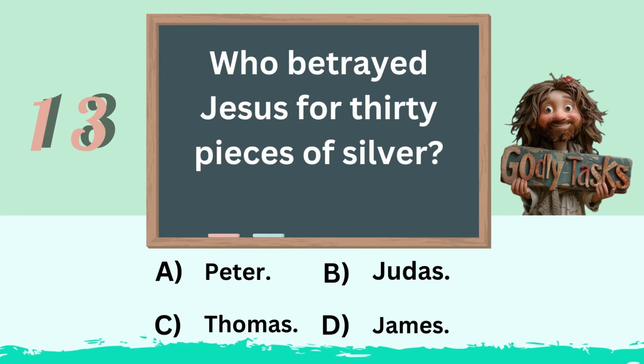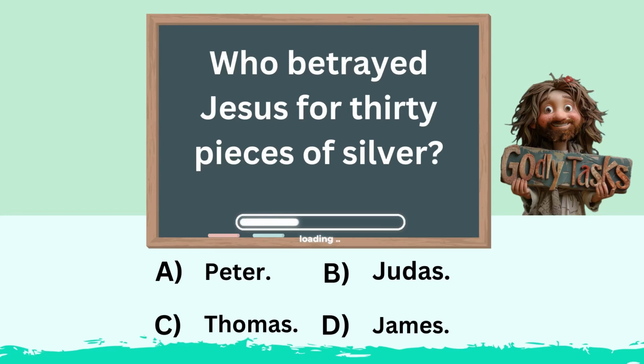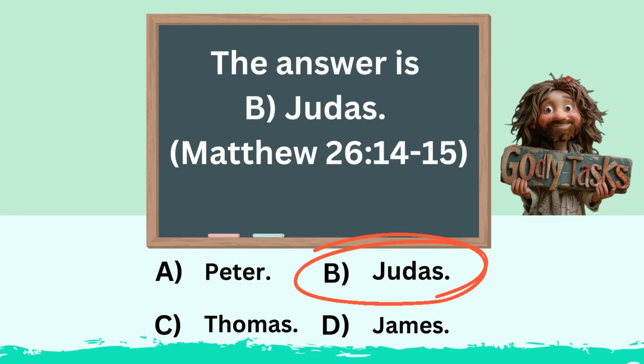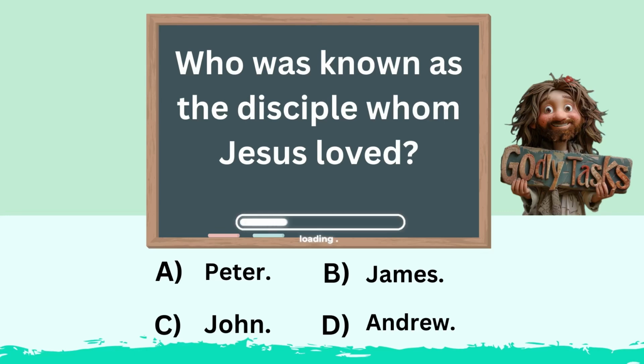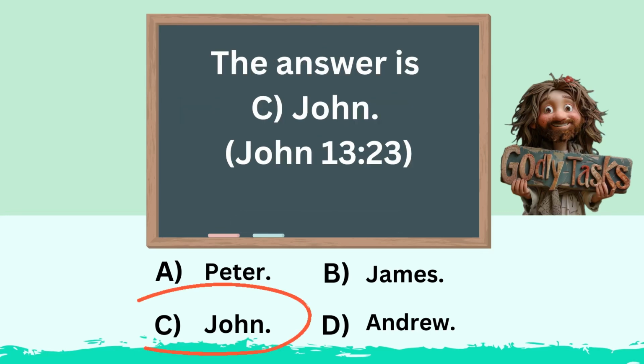Question 13. Who betrayed Jesus for 30 pieces of silver? A. Peter. B. Judas. C. Thomas. D. James. The answer is B. Judas, Matthew 26:14-15. Question 14. Who was known as the disciple whom Jesus loved? A. Peter. B. James. C. John. D. Andrew. The answer is C. John, John 13:23.